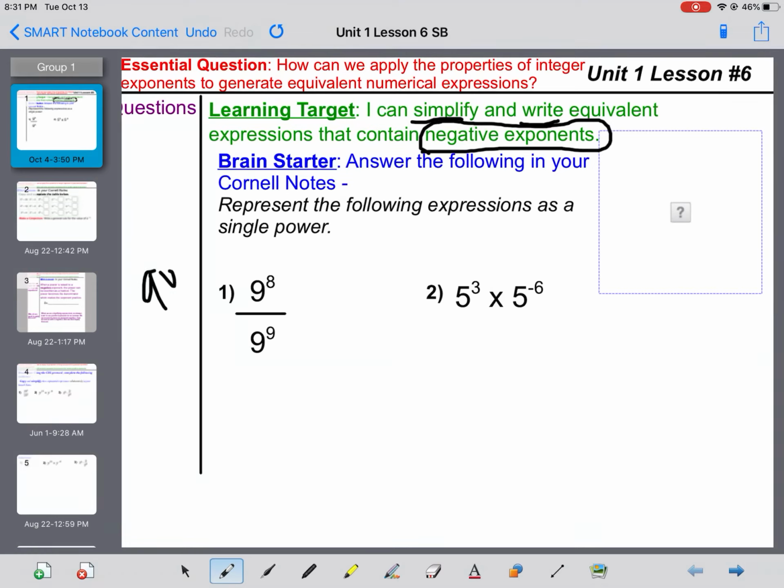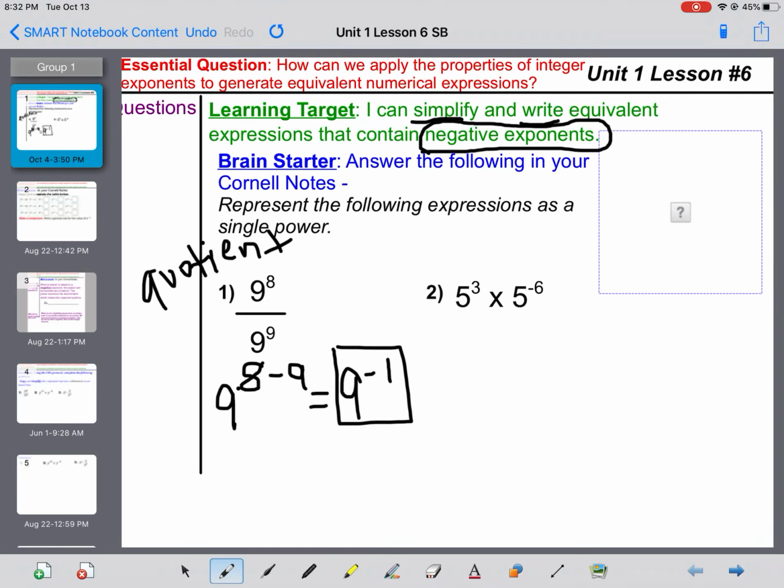We should know that this one we see division, so this is the quotient rule. This is the quotient rule, so that means we are going to be keeping the base and subtracting the exponents. And we see that we are left with a negative exponent, and we're going to talk about exactly what we're going to do with that during the mini lesson.